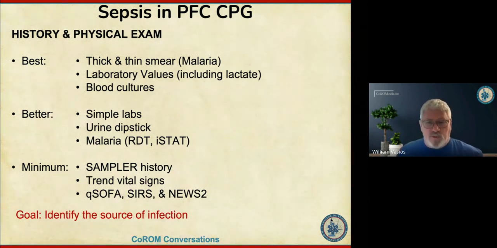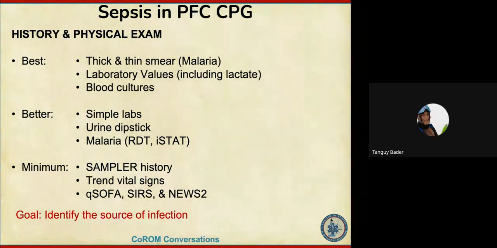That's kind of how I would approach it. Does anybody have any comments or thoughts or questions on this H&P stuff? It's pretty basic, but any caveats or anything that would help the rest of the group? What would you say your list of simple labs is? I'm assuming lactate.